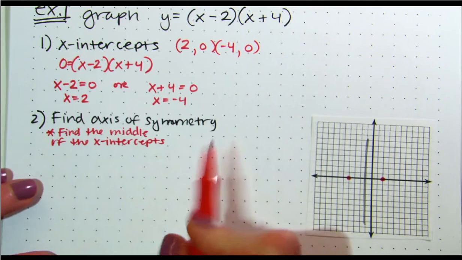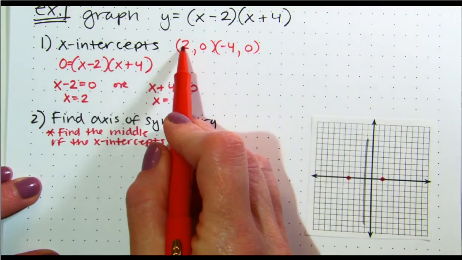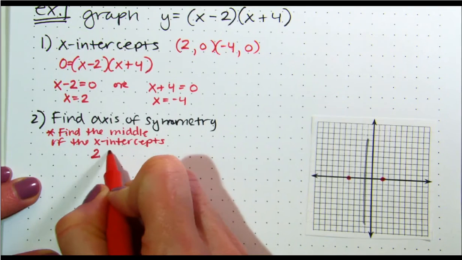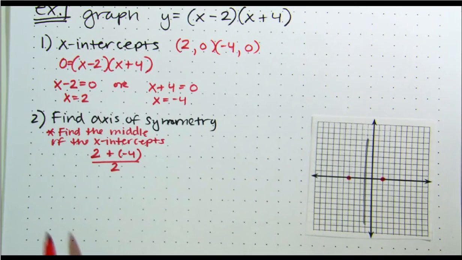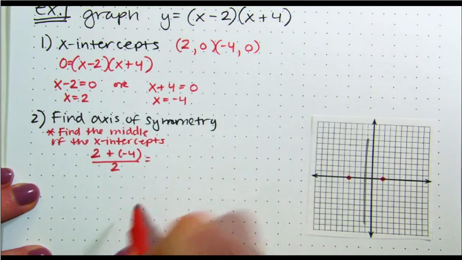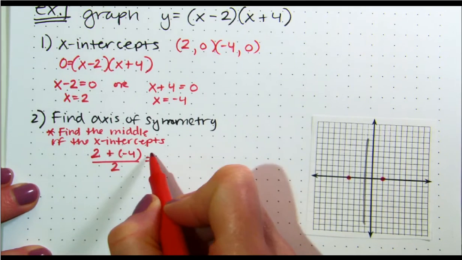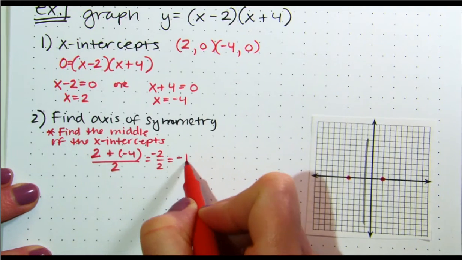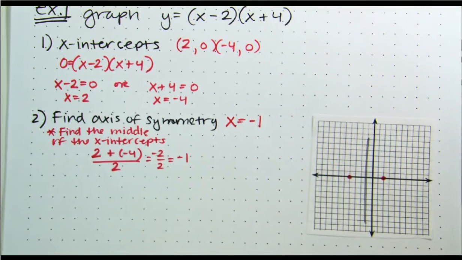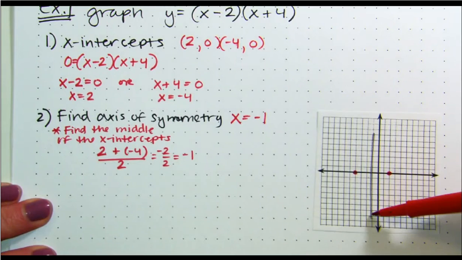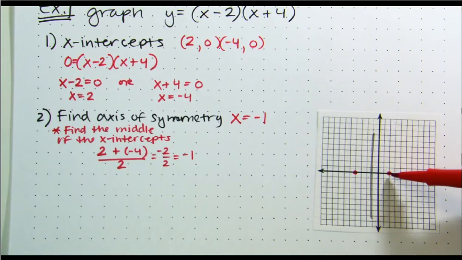Okay, so in this case, my x-intercepts were 2 and negative 4. So it's kind of like finding the median or the average. Negative 2 over 2 is negative 1, so the axis of symmetry would be x equals negative 1. And if you graph your x-intercepts, you'd be able to find it visually.